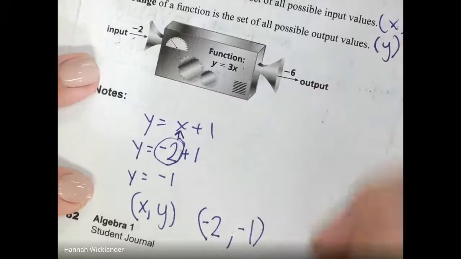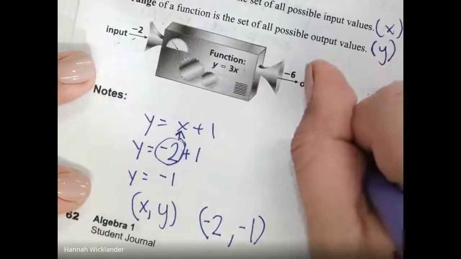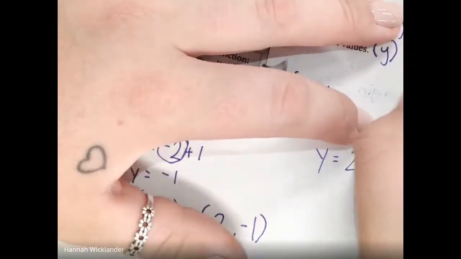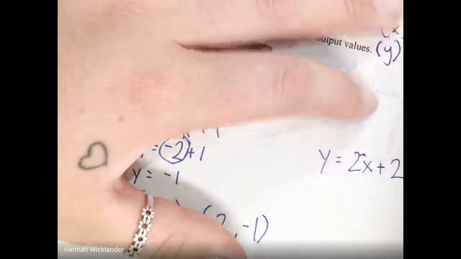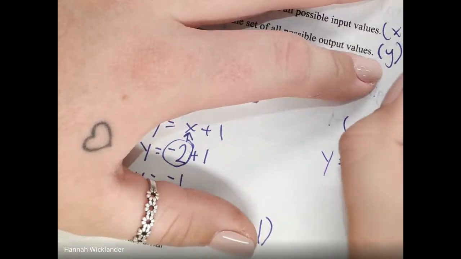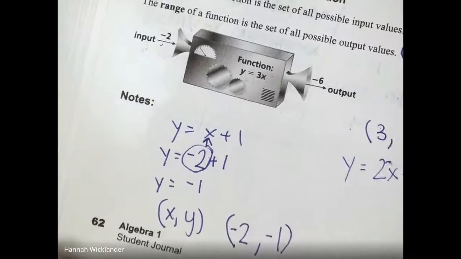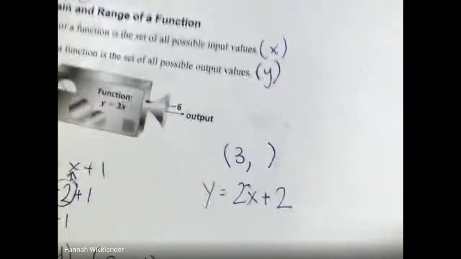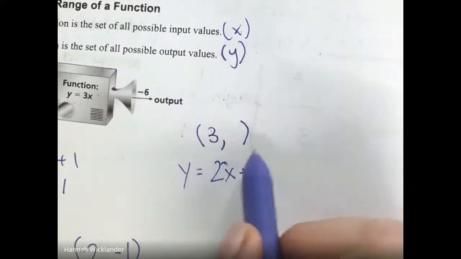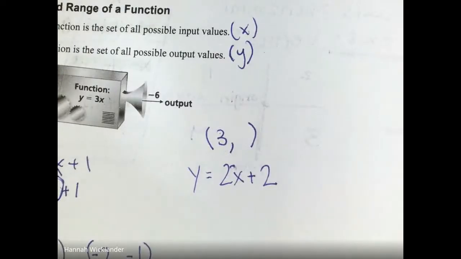So now you guys try this one on your own. Whoa, I just put a hole through the paper. y equals 2x plus 2. I need you to figure out the ordered pair when x equals 3. So if x equals 3, what will y be? Try and solve that on your own.